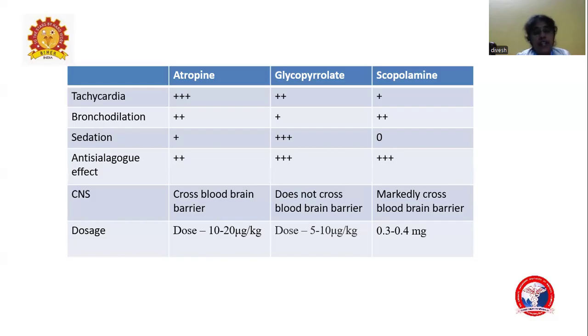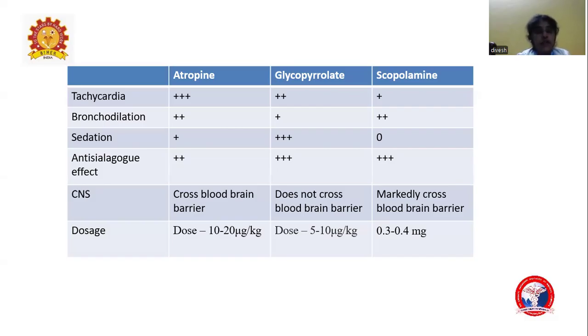Glycopyrrolate has more sedative effect when compared to atropine. Scopolamine does not cause any sedative effects. Atropine has a lesser anti-sialagogue effect when compared to the other two drugs, glycopyrrolate and scopolamine. So for the anti-sialagogue effect, the most common drug which we are using is glycopyrrolate, which is a longer acting drug when compared to atropine.